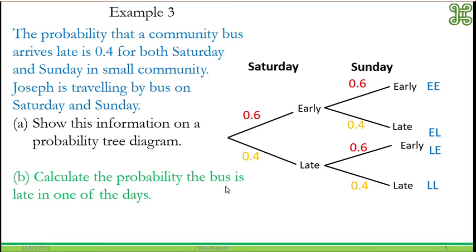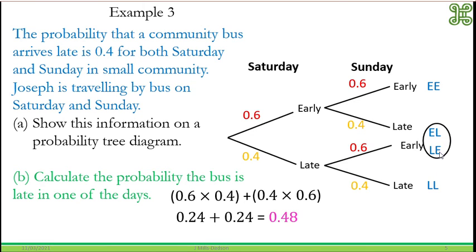We want the probability that the bus is late in one of the days. Late in one day, late in one day. So 2 options here. So you work it out. 0.6 times 0.4 is early and late. 0.4 times 0.6 is late and early. And that gives us 0.48.